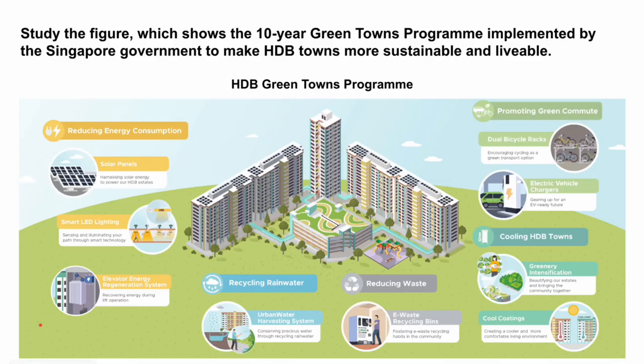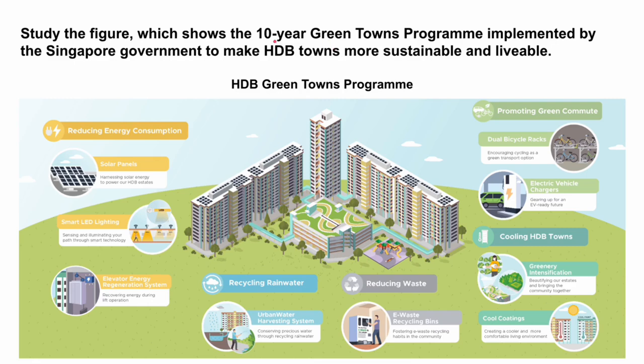In this video, we're going to be looking at how to interpret infographics. So infographics basically means that it is an image given to you plus information labeled on the image. So in this case, it talks about the HDB Green Towns program. If you're not familiar with this program, it's actually stated in the question context.